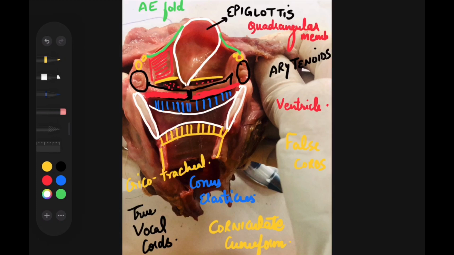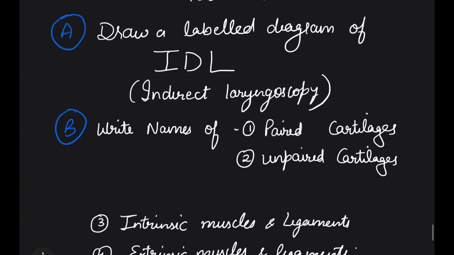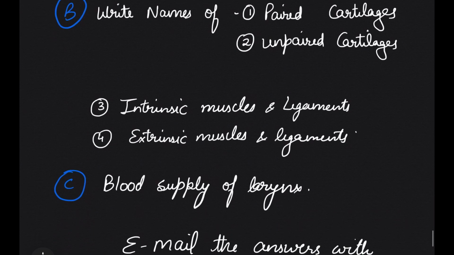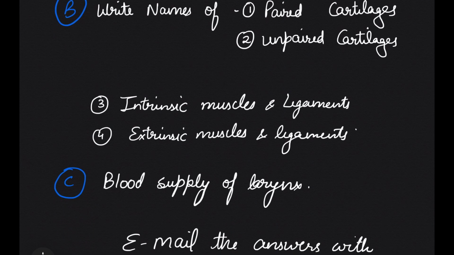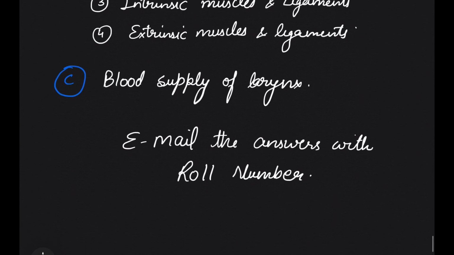Now I would like you to take up this assignment: draw a labeled diagram of ideal indirect laryngoscopy, then write the names of paired and unpaired cartilages, intrinsic muscles and ligaments, and extrinsic muscles and ligaments of the larynx, as well as find the blood supply of the larynx, and you can mail the answers with your roll numbers.